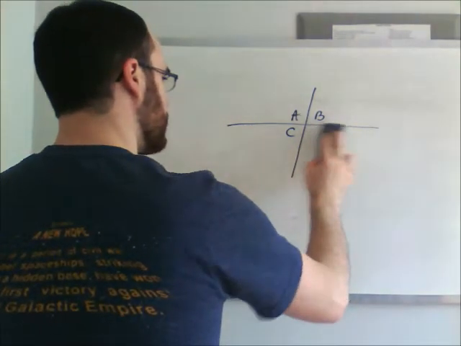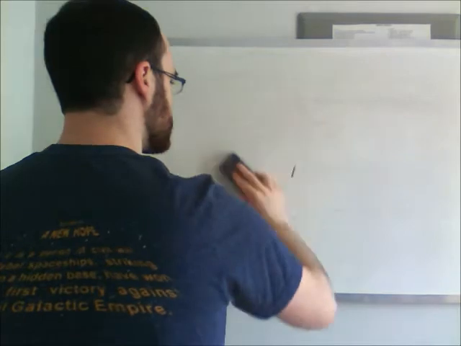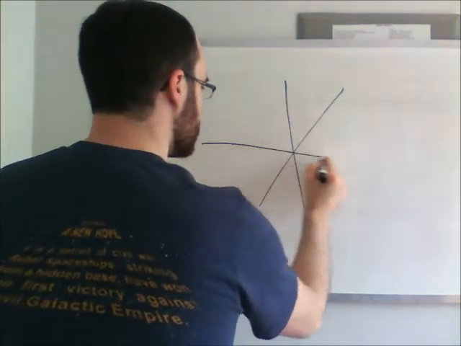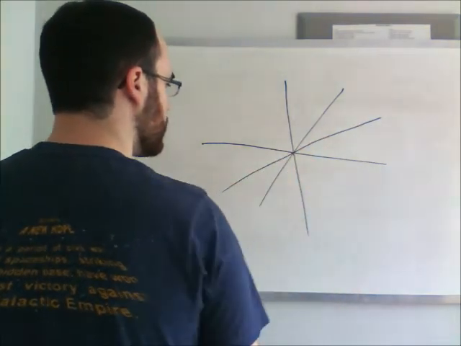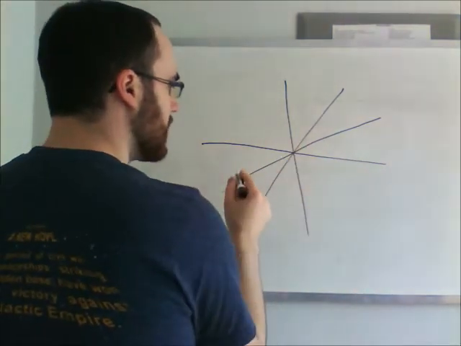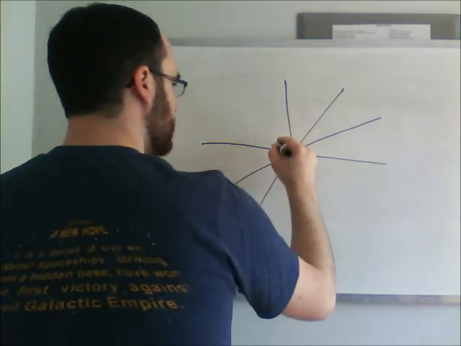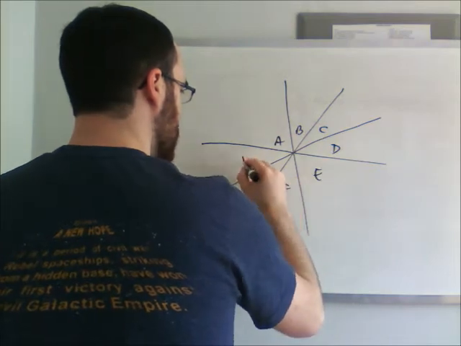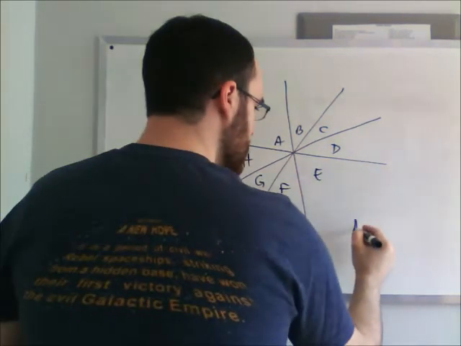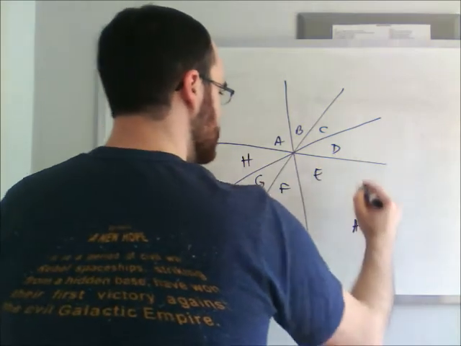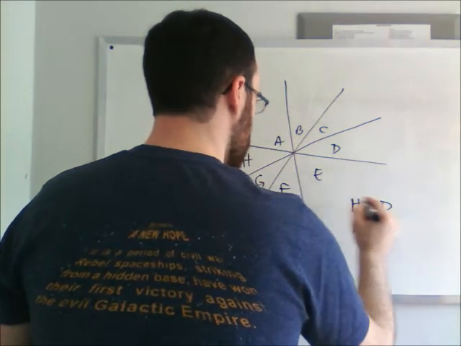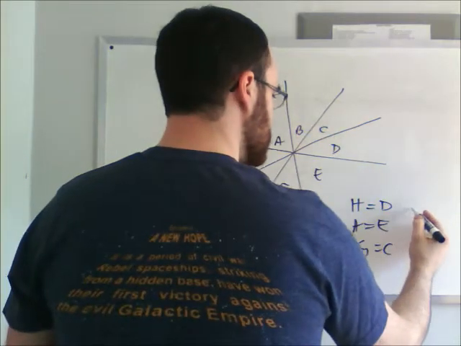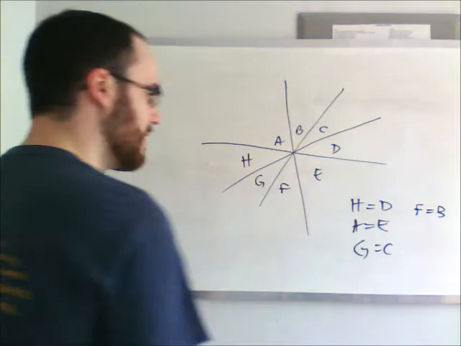We can take this a little further and say, what if there wasn't just two lines? I'll just erase the whole thing. What if there wasn't just two lines? So let's say we have 1, 2, 3, 4. All these angles will have similarities. Let's say we have angles A, B, C, D, E, F, G, and H. Well, A is equal to E, H is equal to D, G is equal to C, and F is equal to B. It's the exact opposite angles that are equal.